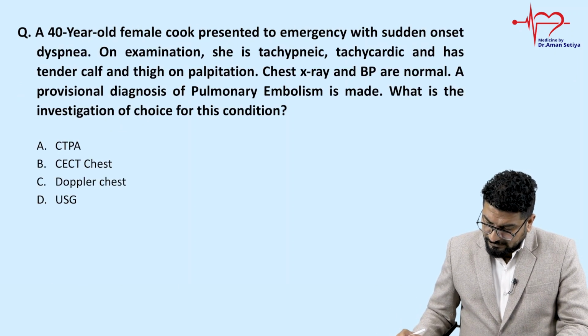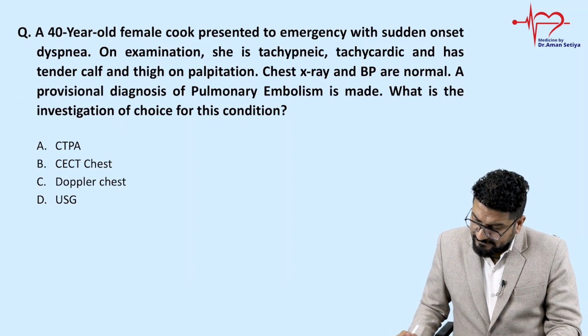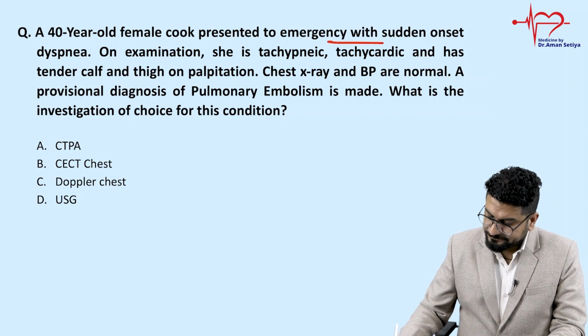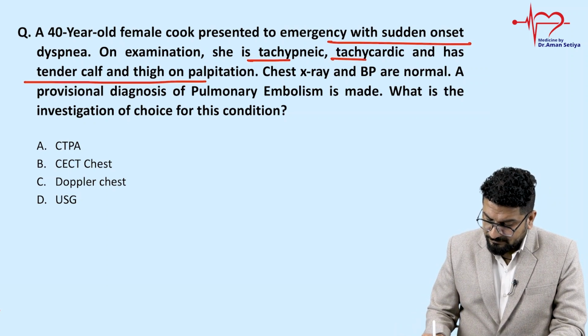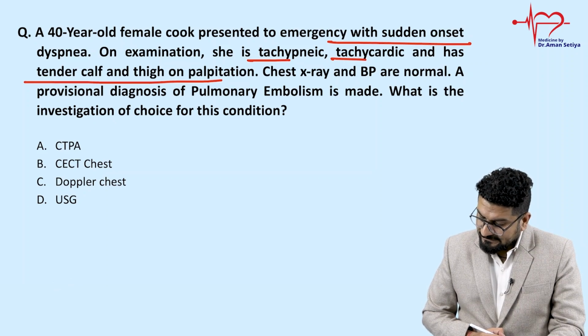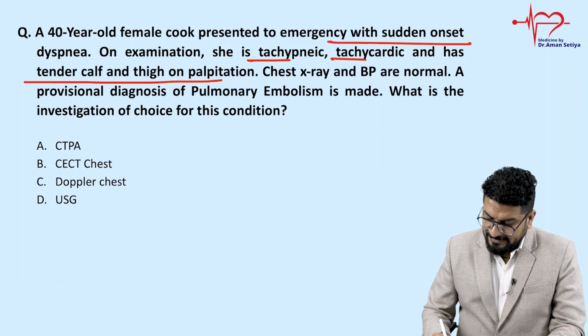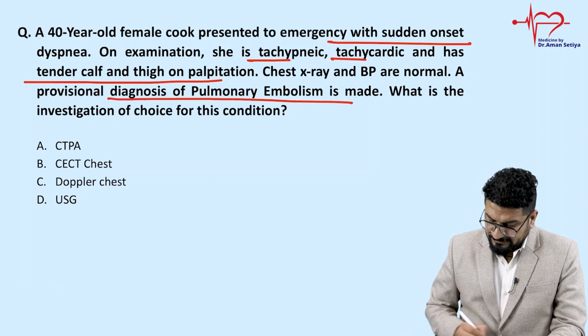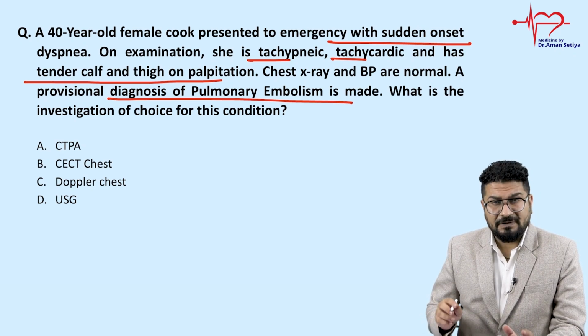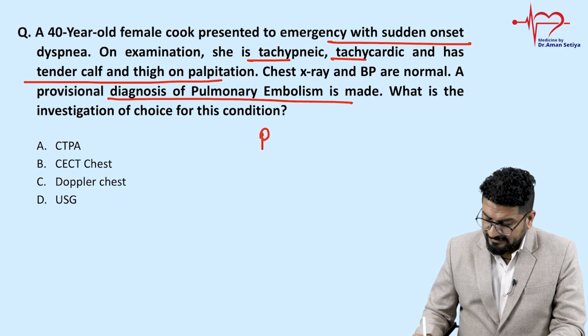A 40-year-old female cook presents to emergency with sudden onset dyspnea. She is tachypneic, tachycardic and has tender calf and thigh on palpation. Chest X-ray and BP are normal. A provisional diagnosis of pulmonary embolism is made. So you can see there is tenderness in the calf or thigh on palpation. So it could be a case of pulmonary embolism.